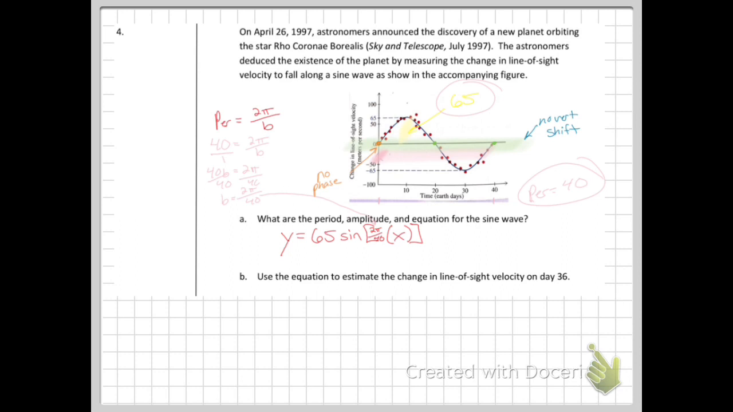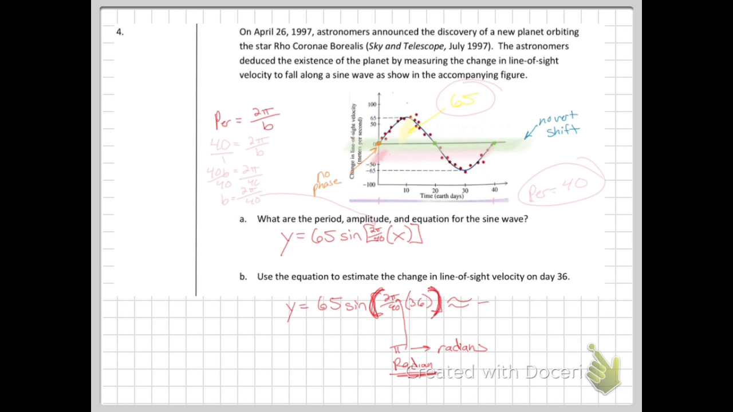For b, use the equation to estimate the change in line of sight velocity on day 36. So plug in, because days is our x-axis, plug in 36. This would be a calculator question. If you were to do this on a calculator, when you see the pi symbol in your equation, that's how you know you're doing radians. So that means you need to be in radian mode. So change your calculator to radian mode and then type this equation in with all these parentheses. Instead of brackets, you would just use parentheses, right? So 2 sets of parentheses.